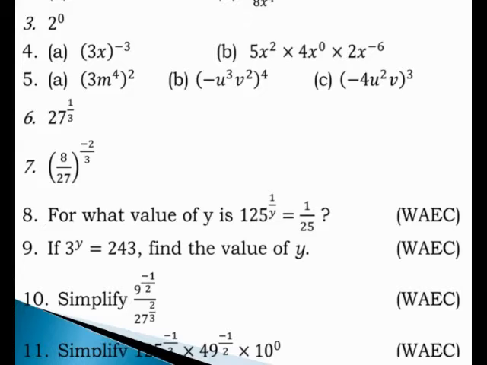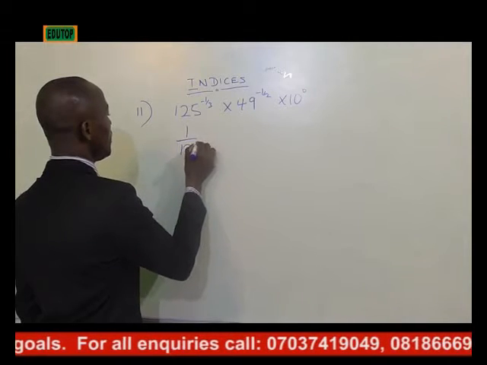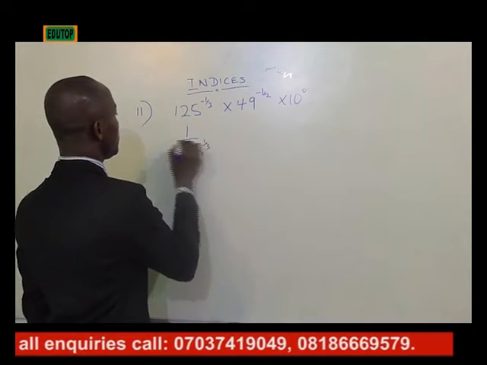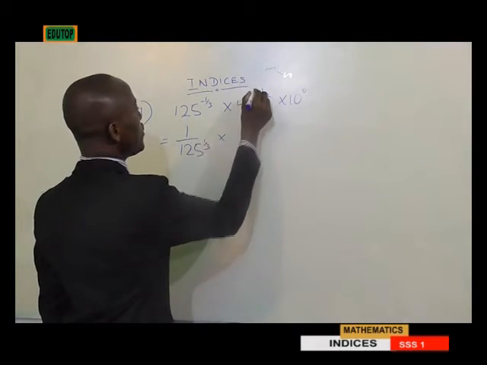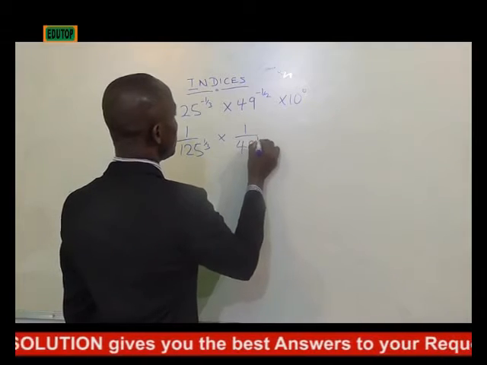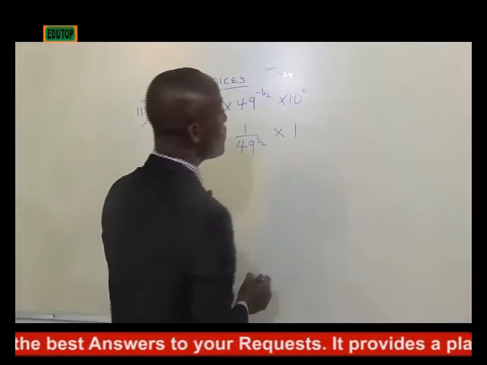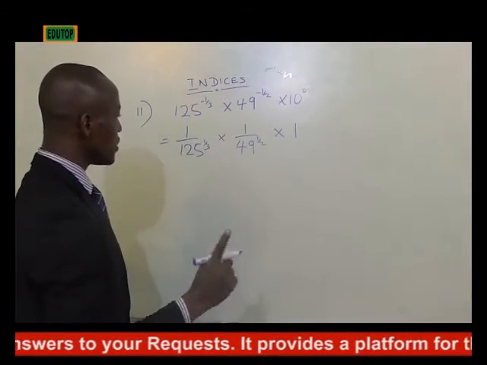Example number 11. Simplify 125 raised to power minus 1 over 3 times 49 raised to power minus 1 over 2 times 10 raised to power 0. So what we are having is, this minus indicates 1 over 125 raised to power 1 over 3, times, this minus also gives us 1 over 49 raised to power 1 over 2. Then any number raised to power 0 is 1, and even 1 million raised to power 0 is still 1.